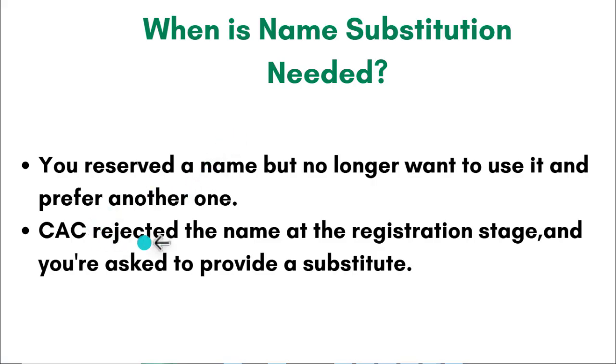Then CAC rejected the name at the registration stage and you're asked to provide a substitute. Yes, there are instances where the name will be queried. Most people that do the reservation are not the senior staff, but the registration is done by the senior staff. So at the point of registration, they can go through their records and see that the name may deceive people because of a previously registered name. So it will be queried for you to do name substitution.